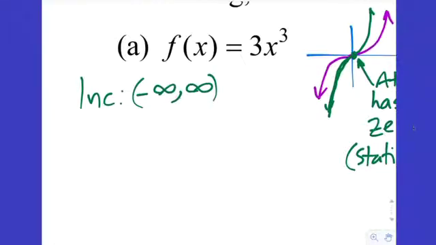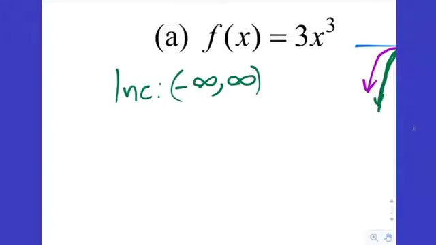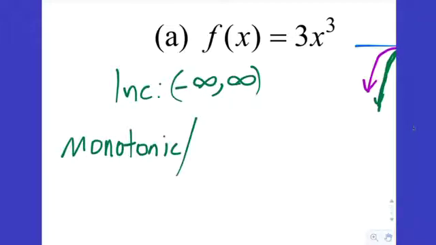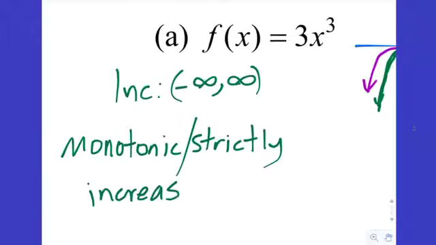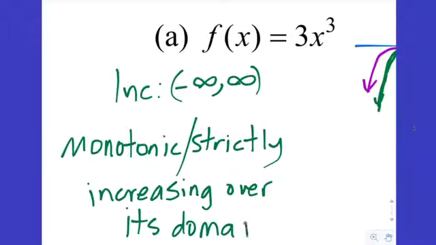So a function that is doing one thing and one thing only, we say is monotonic, or strictly is another word we can use, increasing. And this function is monotonic increasing over its entire domain. Monotonic meaning what?